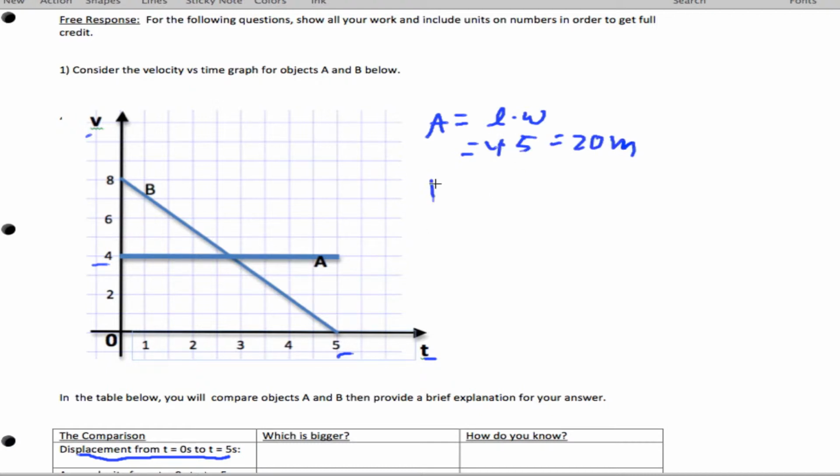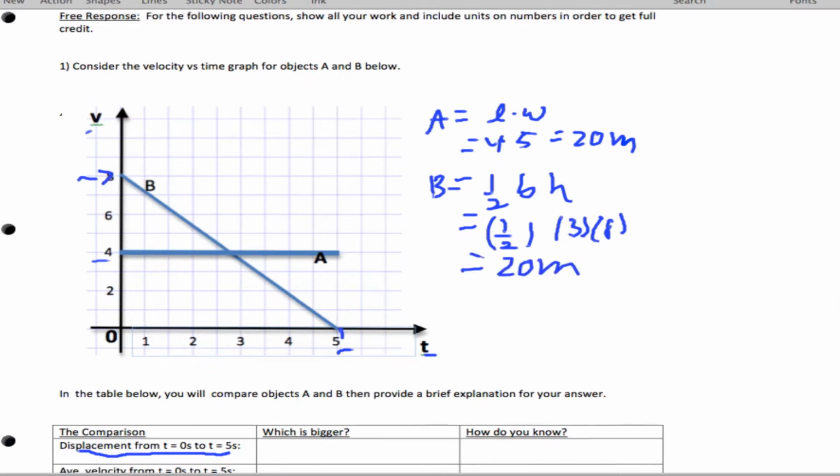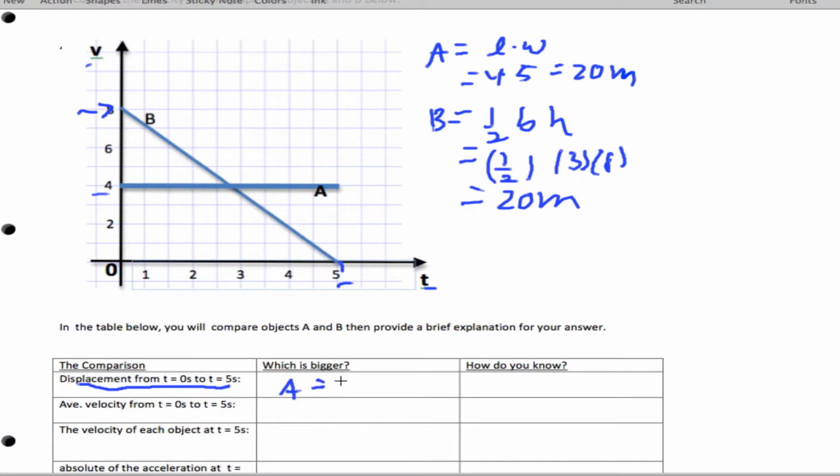Now we do something similar for B, but it's a triangle. That's 1/2 base times height. And when we actually go ahead and solve that, that's going to be 1/2 times the base, which is 5, times the height, which is 8 when we read it off here. And that also gives us 20 meters. So it turns out A and B each have 20 meters displacement. How do we know this? Area under the curve. We know the displacement is the same because areas are equal.